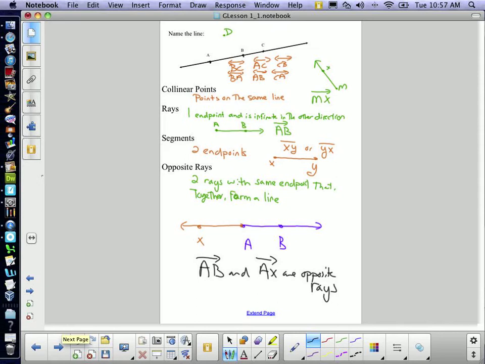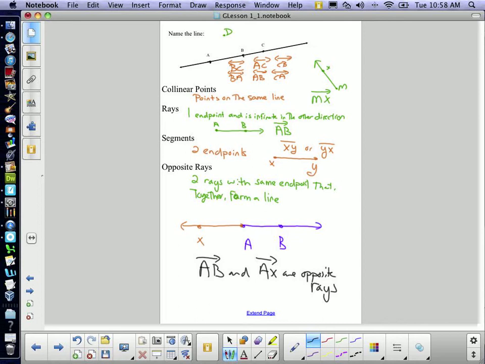If it formed an angle, that wouldn't be opposite rays, okay? If this AX is going up here somewhere, that wouldn't be opposite rays. AB and BA are not opposite rays. They don't have the same endpoint, even though they're using the same letters. Opposite rays doesn't mean just switch the letters. That doesn't work. Opposite rays start with the same point and go in opposite directions.